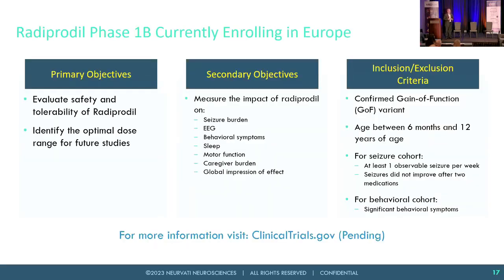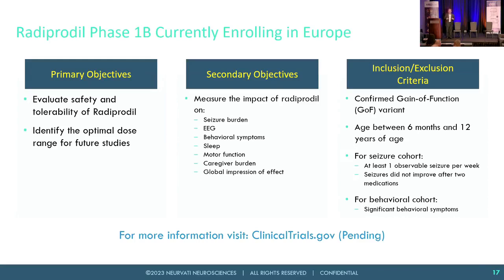We have the phase 1b study that is currently enrolling in Europe. It's a phase 1b, but it also has a little 2a-ish element in it, meaning we're going to look to see if it actually has effect on either behavior or seizure symptoms. So it's evaluating safety and tolerability. We're also doing dose escalating to find out what the right dose is for that next study. We're looking for the impact, seizures, EEGs, other behavioral symptoms, other measures that may potentially be meaningful to patients and their families.